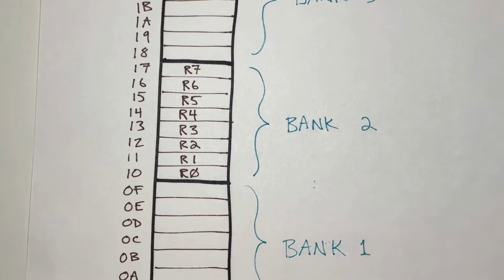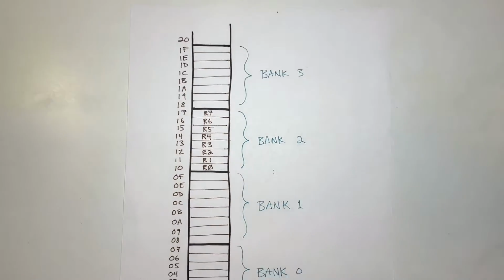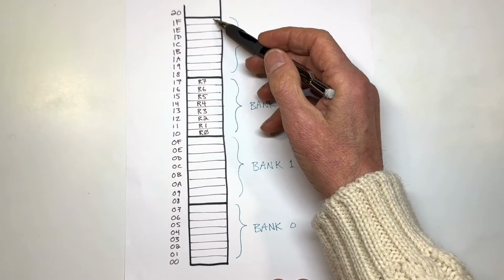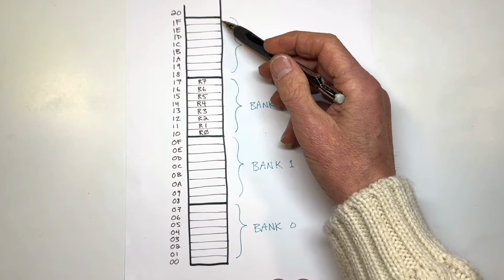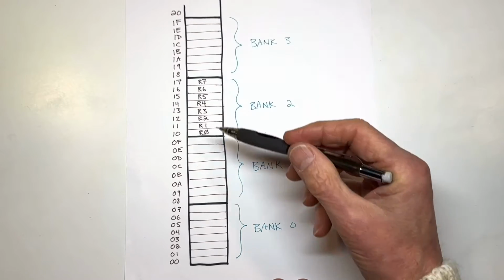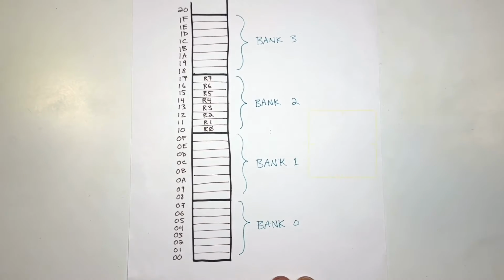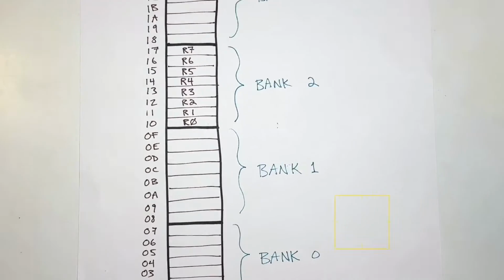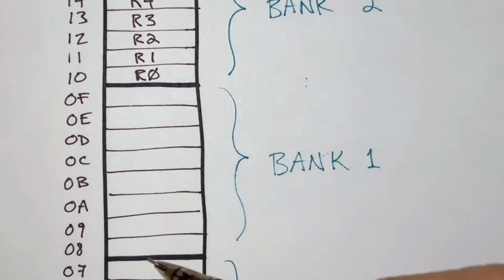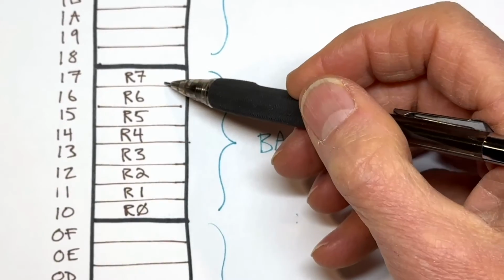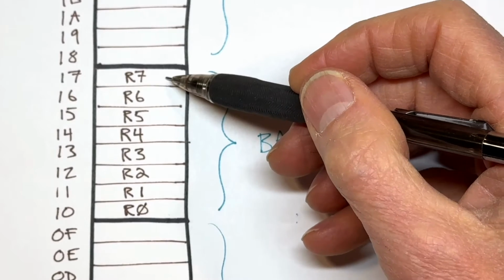So to be more specific, here is a map of the low 32 bytes of the RAM, the internal memory space. And we see it's simply organized as 4 banks sequentially, and each bank has 8 locations for storing the 8 registers of that bank.